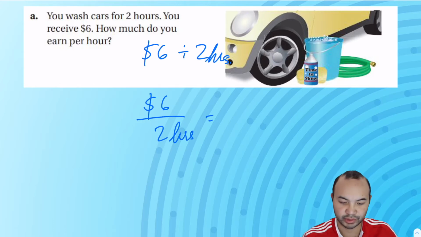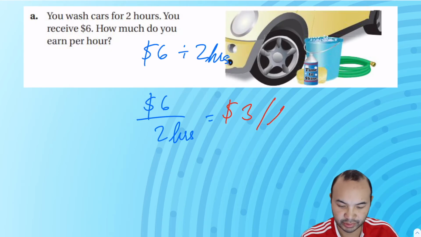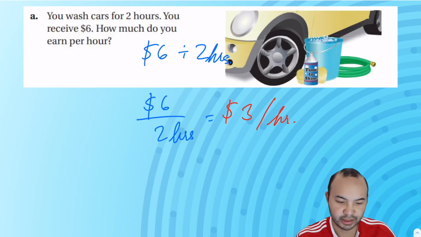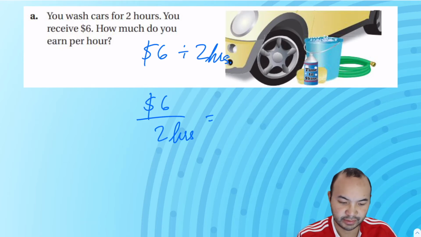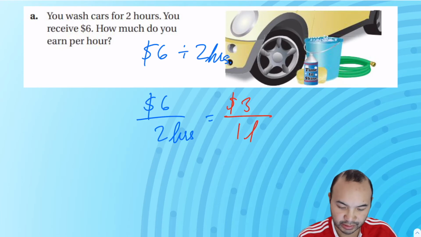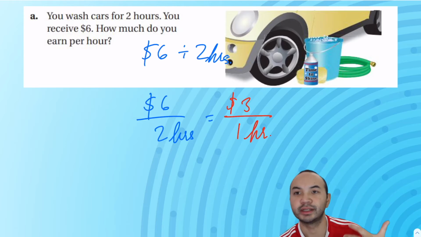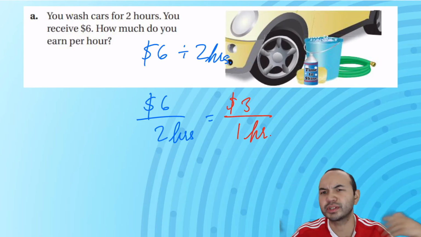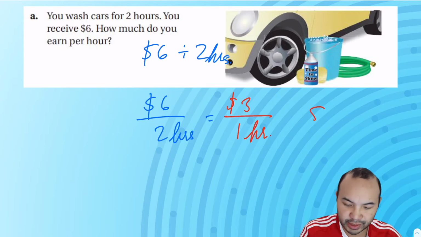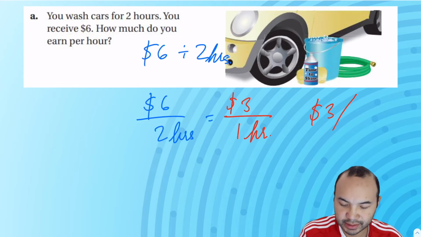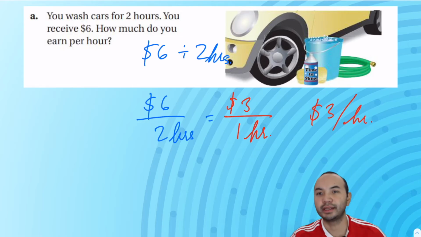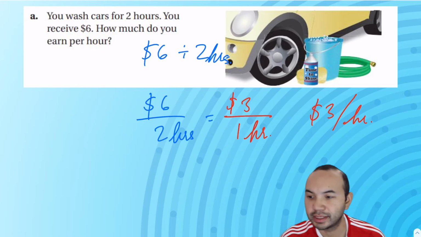If you divide those two numbers, 6 divided by 2, that's $3, and then per hour. I wrote it this way, but it's easier to see since dollars are on top: $3 over 1 hour. If you simplify this fraction, it's 3 over 1, or just 3. But that shows you why it's per hour, right? It's $3, and then a slash, and then hour, for 1 hour. So that's what that means.